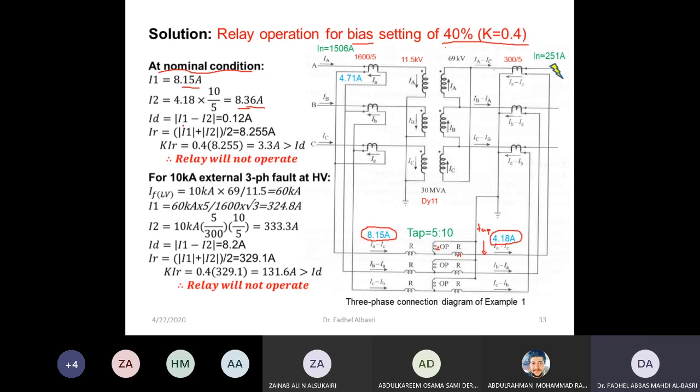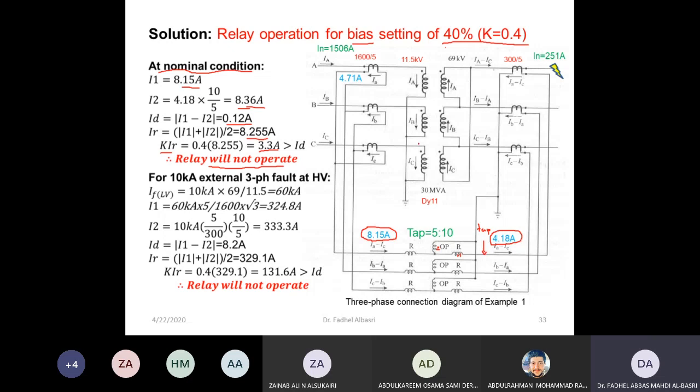So what is the differential current? The difference between these currents, the differential current magnitude, is this. And the restraint current is the summation of the magnitudes over 2, the average of the two current magnitudes. This is the restraint current. And I will check this condition. K times IR, K is 40%, times I restraint is 8.25. I'll get this current. Now I'll check, is ID greater than K times IR? What is ID? It is 0.12, not higher than K IR, so the relay will not operate.